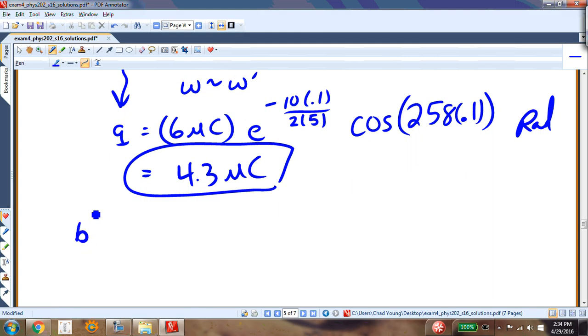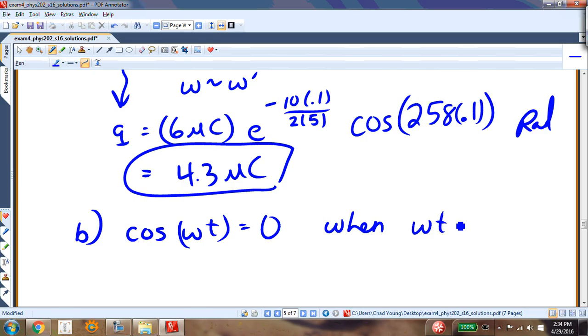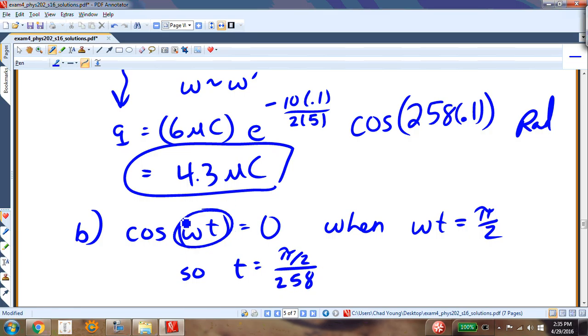And then for part B, I want to know, when is the first time the capacitor is 0? Well, you're just looking at our cosine of omega t. This equals 0 when omega t equals pi over 2. That's when a cosine function equals 0. It also equals 0 at 3 pi over 2, but the first time is at pi over 2. So t is equal to pi over 2 divided by 258. Just setting this equal to pi over 2 and solving for t. That's 6 times 10 to the minus 3 seconds.